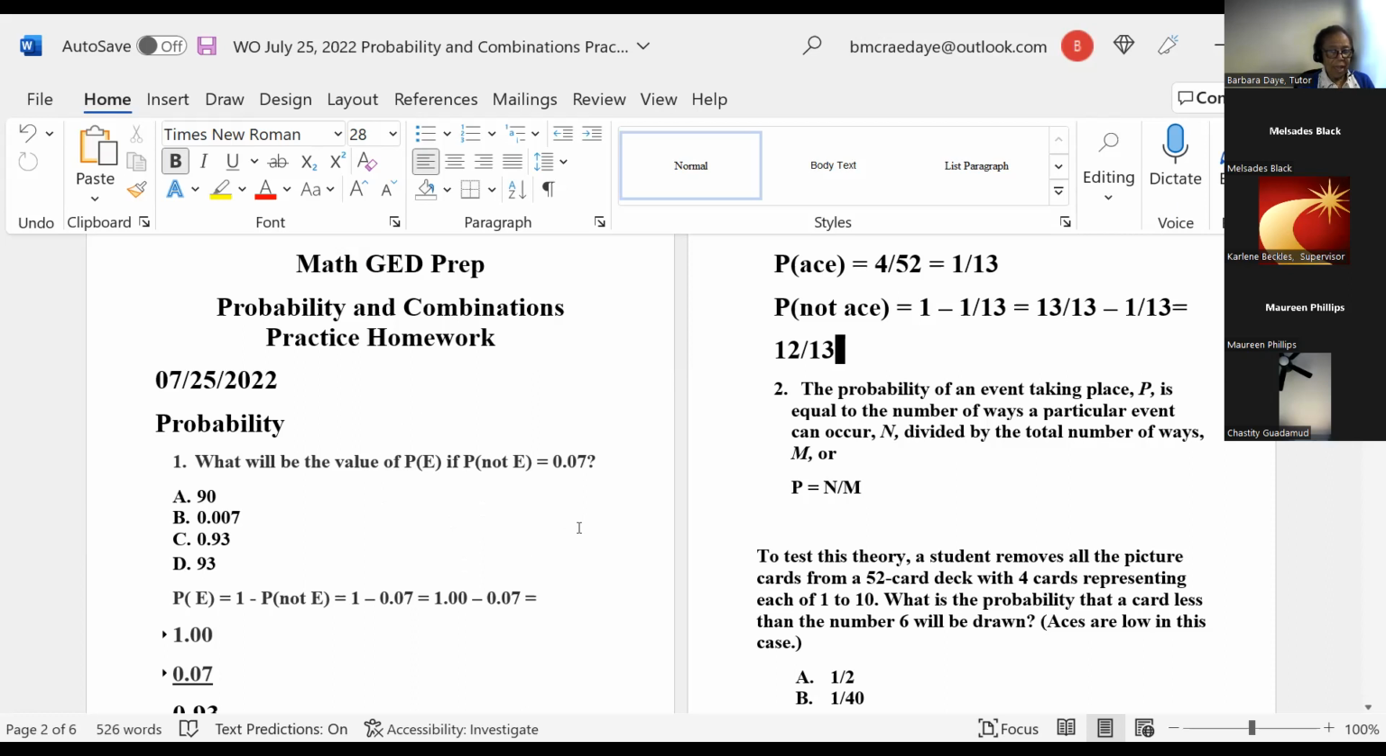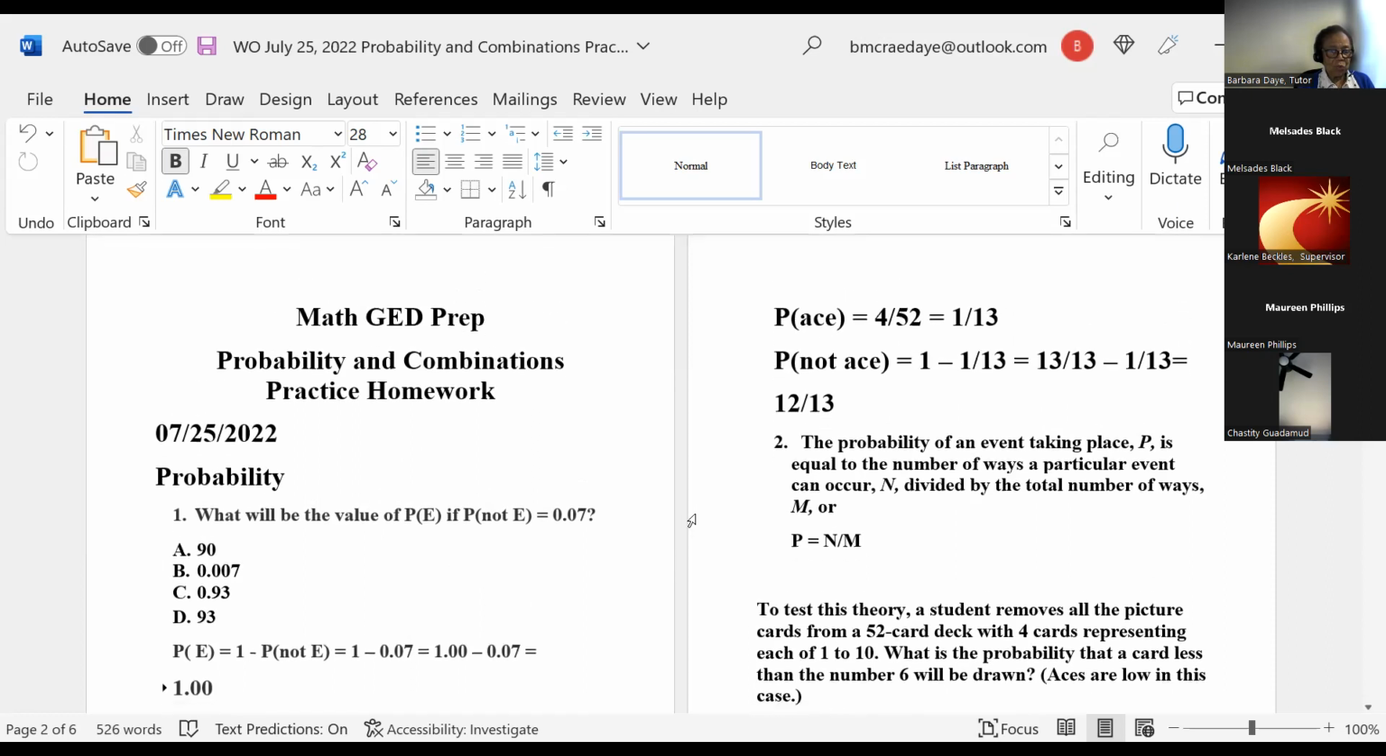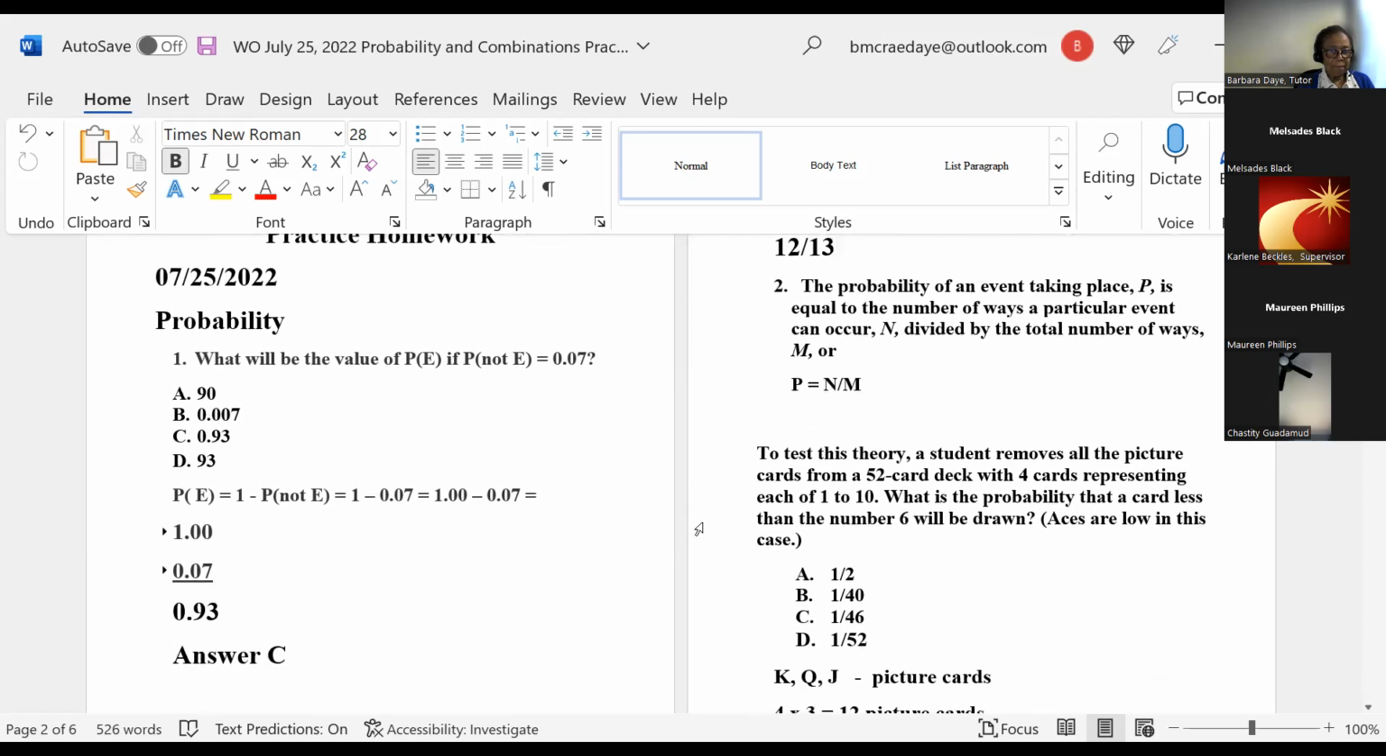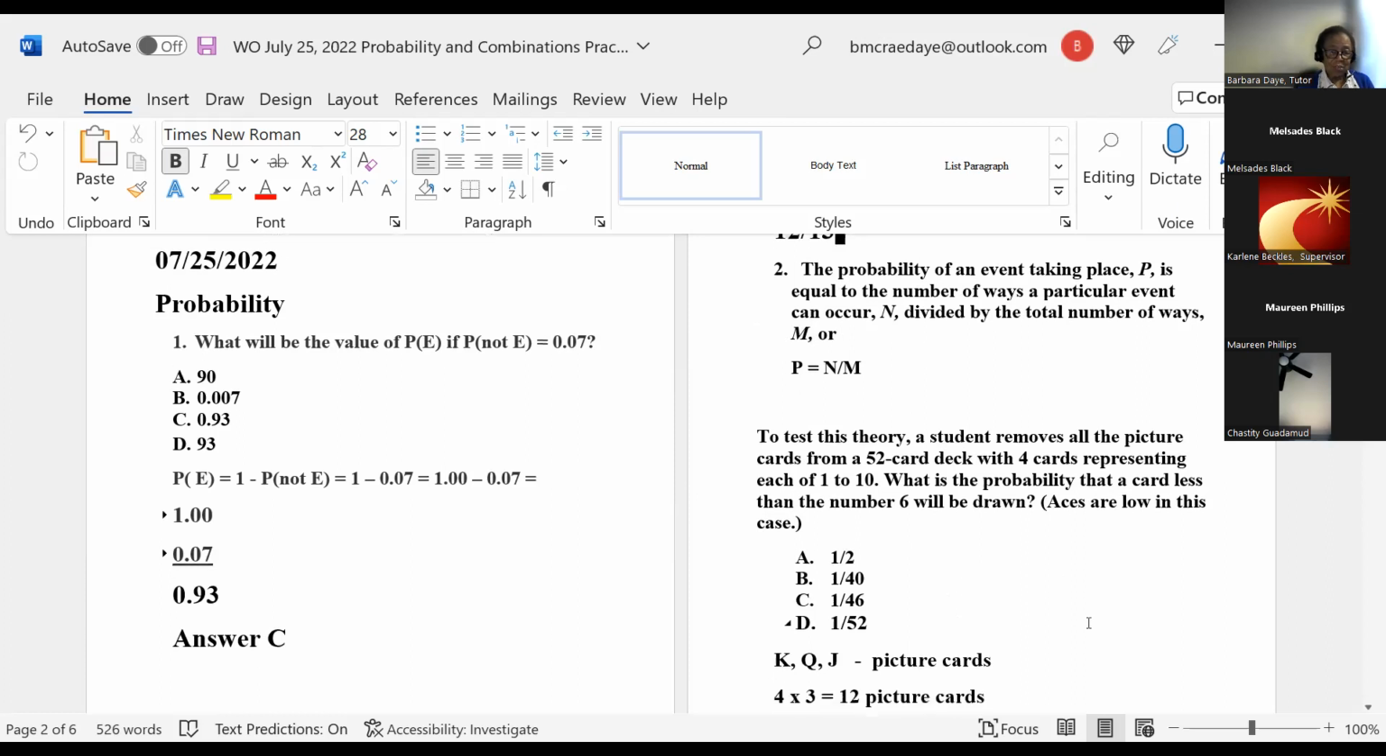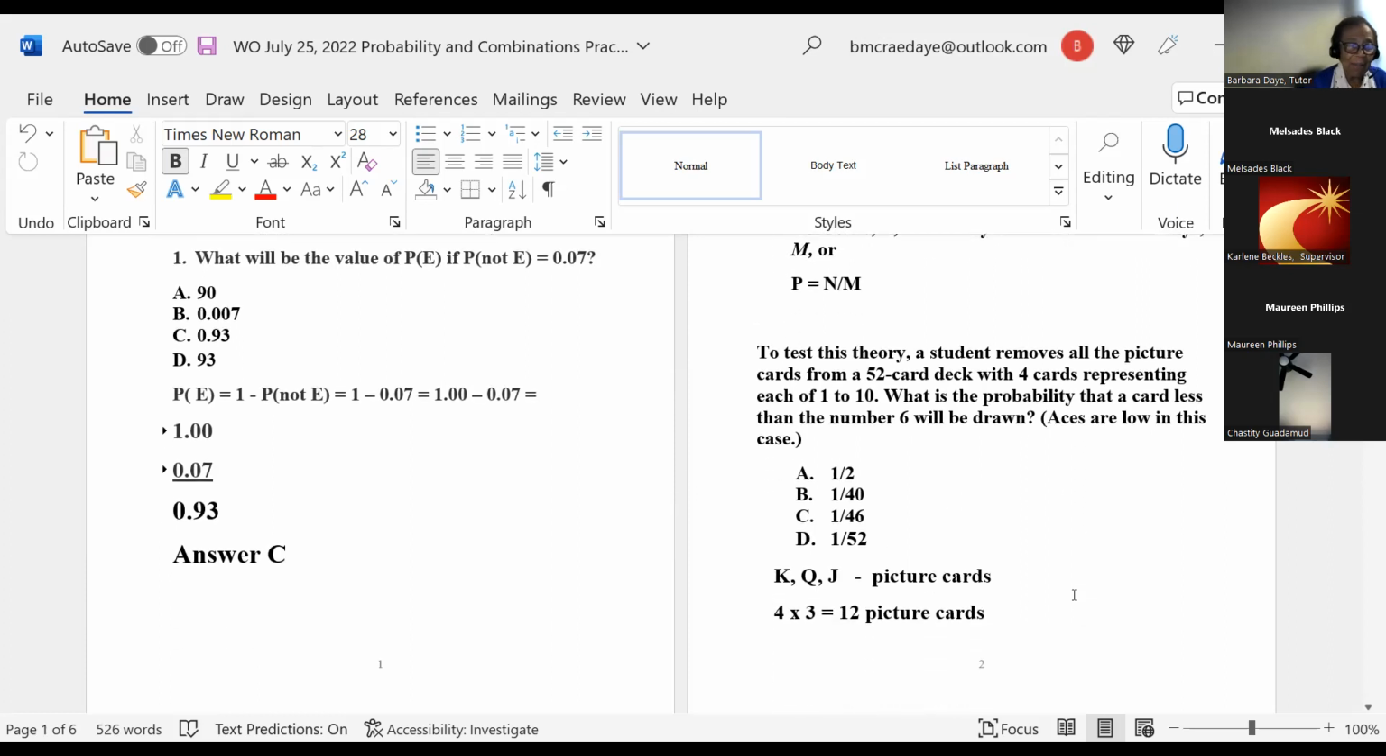Thank you. Okay. Now, Maureen, explain number 2 to Mercedes. Oh boy, that's a hard one. Start right here. Probability of possible over total. Like they used here, they said the number of ways a particular event can occur, N, divided by the number of ways, M. So you're getting the number of the possible over total. And that's the same thing. So just explain to Mercedes how we got our answer.